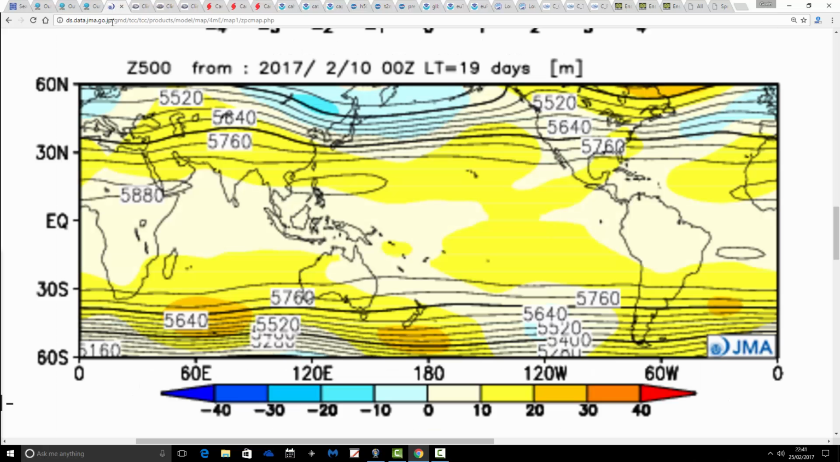JMA next, Japanese Meteorological Agency. Now, we can get a lot of information from this model. I'm not going to have time to show you all of that for this forecast and this update video. But if you want to break this down on a month-by-month basis, we've already done that in a video earlier in the month.